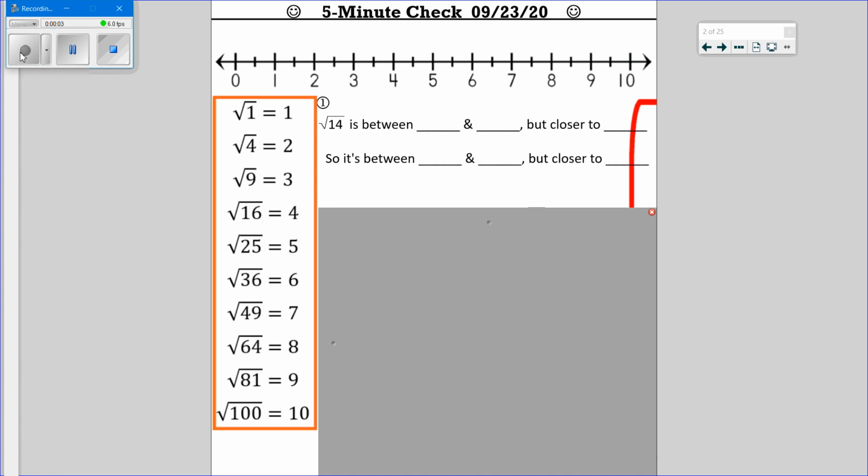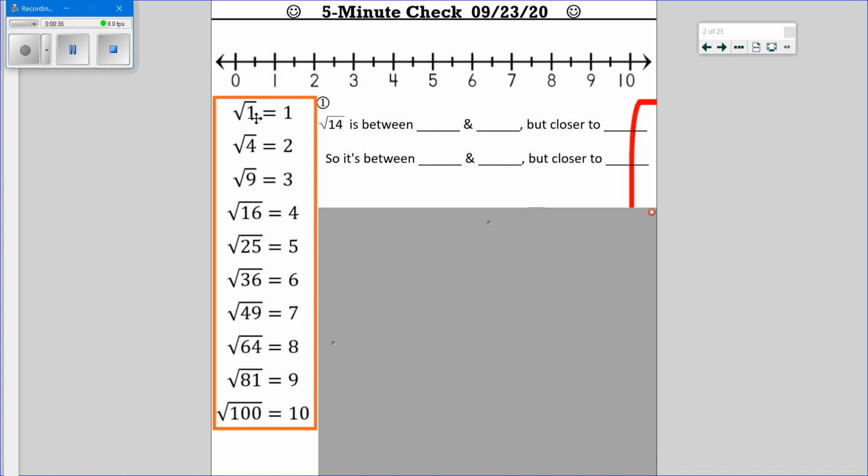Okay, so I'm hoping if I do one more example that you can watch over and over again, that'll clarify some issues that some people seem to be having. So we're gonna do the first problem from the 5-minute check today. In this case, we're looking at the square root of 14 and we're trying to figure out where that falls. So we use this table over here to help determine where these square roots fall.